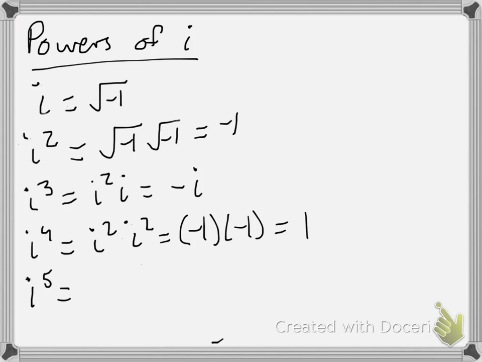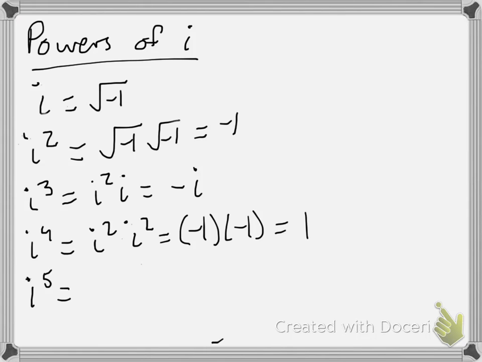Alright, so powers of I. These ones are kind of fun. We know that I, so I to the first power, is the square root of negative 1. But I squared, take a look here, we make that the square root of negative 1 times the square root of negative 1. The square root is going to just cancel out, and it's just going to be negative 1. So I squared is equal to negative 1.